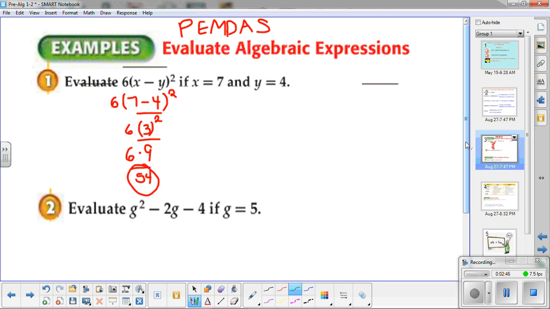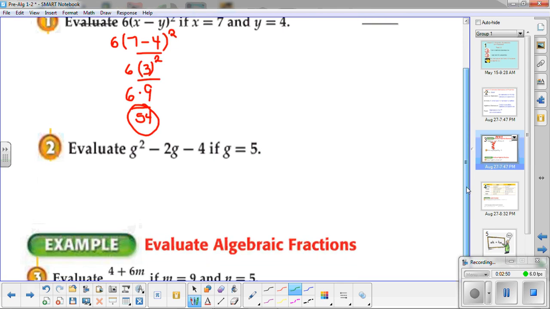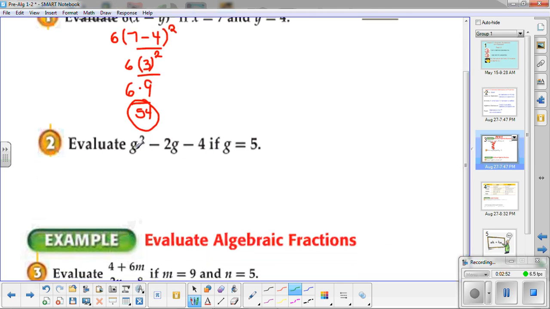Right, our next example: g squared minus 2g minus 4 if g equals 5. That means I'm going to put in 5 for g. 5 squared minus 2 times g. So either a multiplication sign or the parentheses. In place of g, we're going to put a 5 and then minus 4.